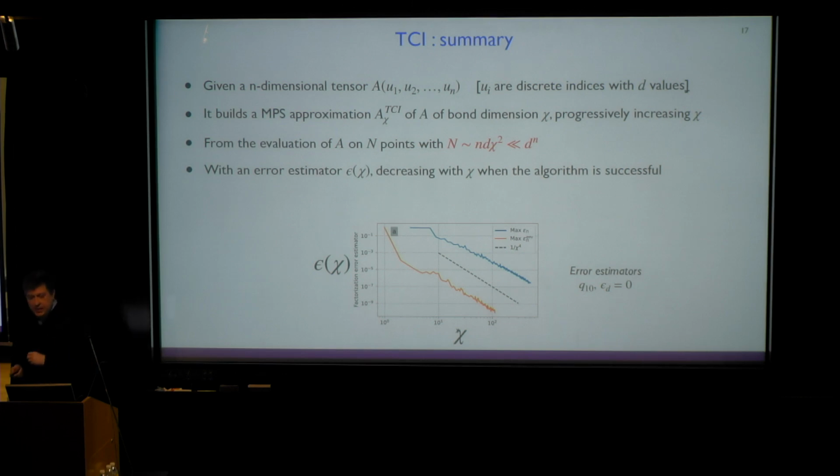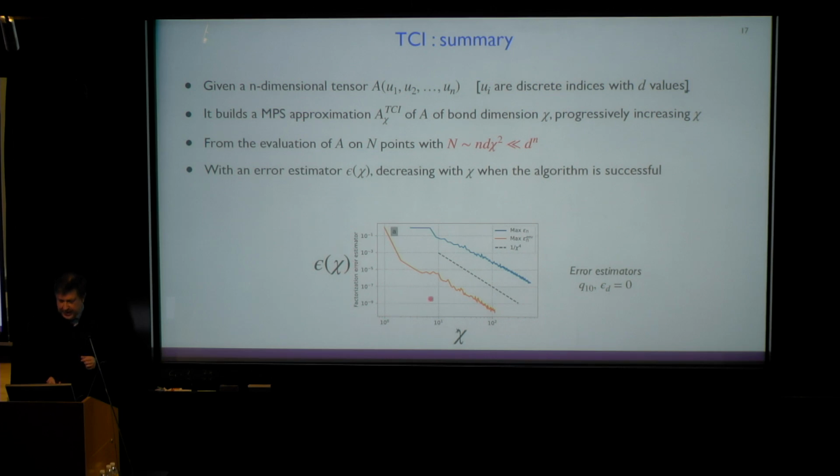It will do it by evaluating the function A on N points, N being linear in small n, meaning the number of variables. d is the number of values of the index here, and chi squared, where chi is the rank, is of course much smaller than exploring the whole tensor. And it will do that with an error estimator, epsilon of chi, which I can plot. Here there are 2 of them. We'll show a bit later what.